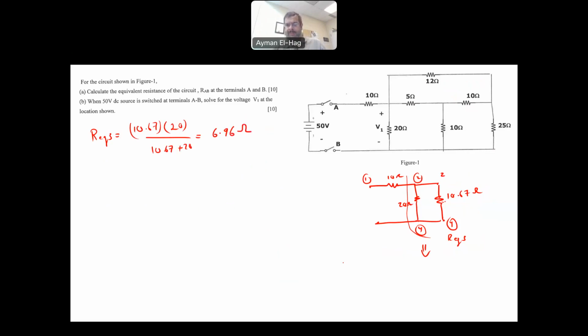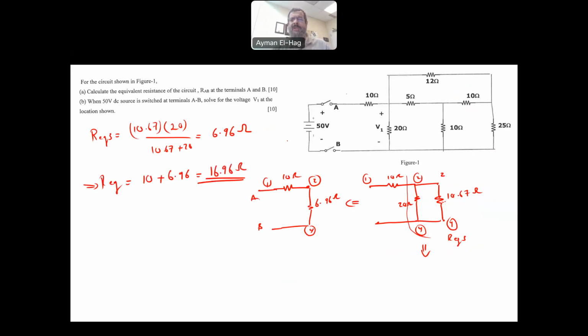And this will give me a total resistance of 6.96 ohm. So this will be equal to 10 ohm and 6.96 ohm. This is node number 2, this is 4, and this is 1. This is A and B. And then finally, the R equivalent, very clearly the 10 and the 6.96 are in series. So this is 10 plus 6.96 ohm, which is equal to 16.96 ohm. And this is the total resistance between point A and point B.